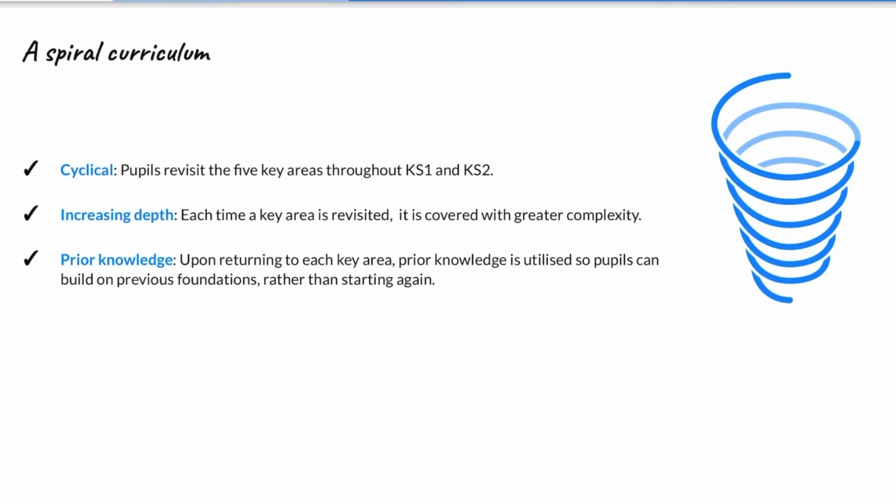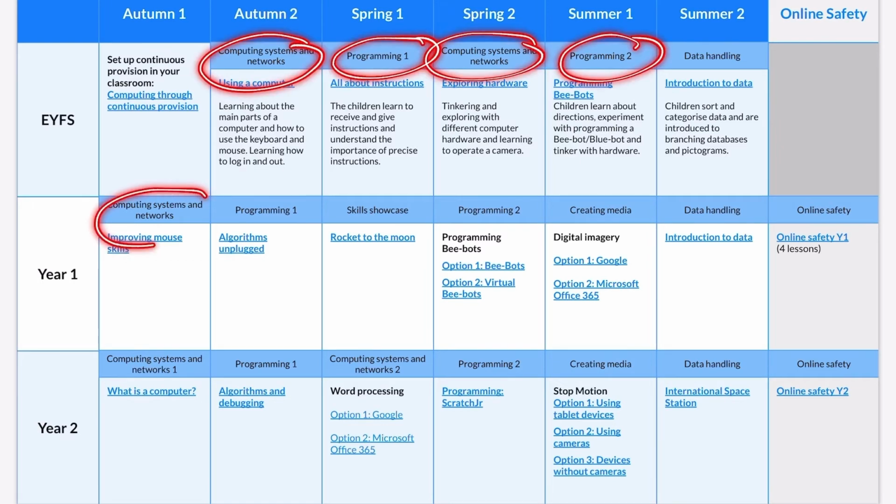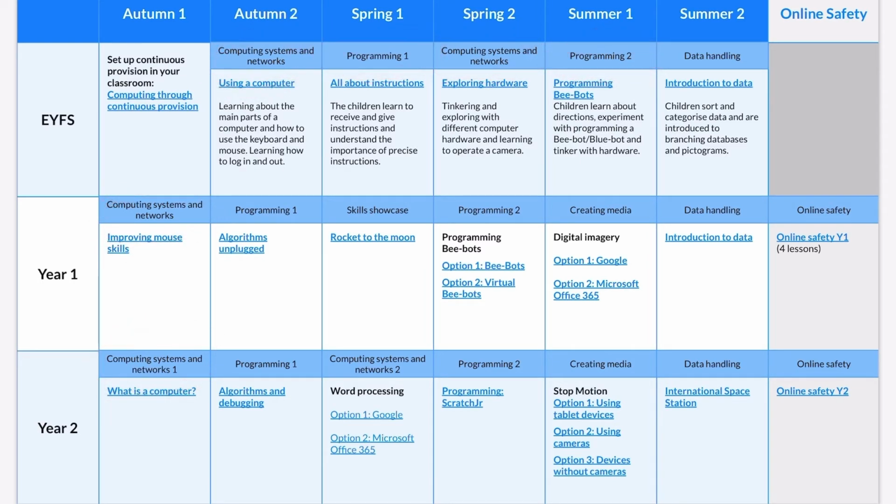Our computing scheme is a spiral curriculum with the following 3 principles in mind. It is cyclical, which means that pupils revisit the 5 key areas throughout Key Stage 1 and Key Stage 2. And each time a key area is revisited, it is covered with greater complexity. And upon returning to each key area, prior knowledge is utilised so pupils can build on previous foundations rather than starting again. As you can see from our long-term plan, the 5 key areas are revisited in every year group. So there is a clear progression of skills and knowledge.